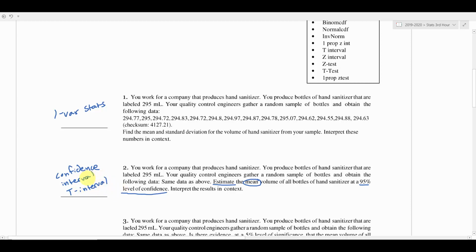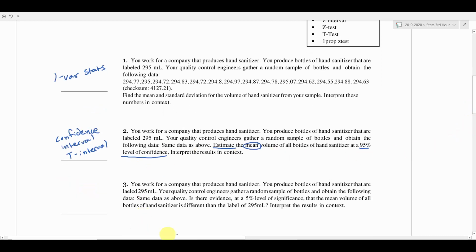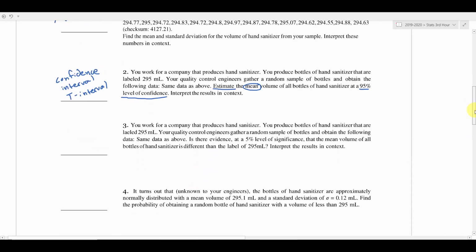Okay, so this is a confidence interval for a mean, which means we're going to use a t interval because we do not know the population standard deviation here. Okay, like I said, you would come back later. You can actually run that confidence interval on your calculator and compare it to the answer key.